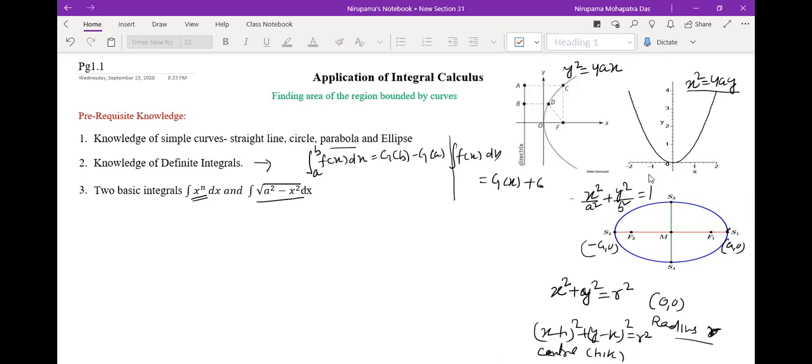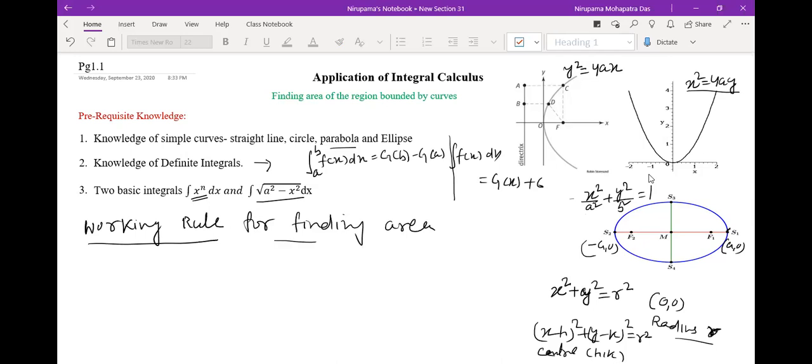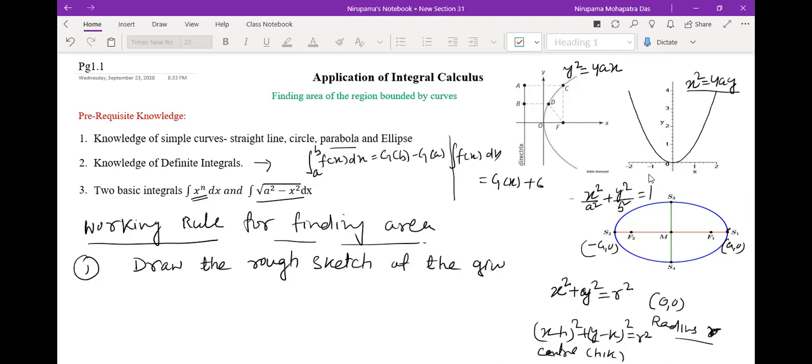Now, the working rule for finding area, using integration of course. The first rule is to draw the rough sketch of the given curve.